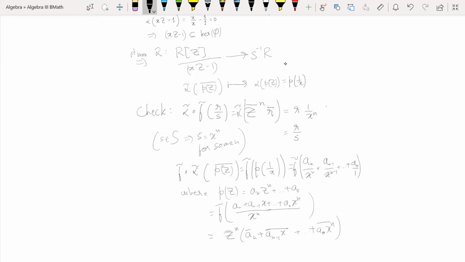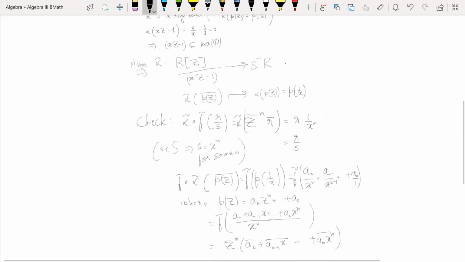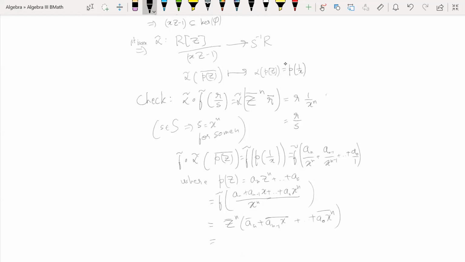One has to eventually use the fact that the ideal is xz minus 1. So you just multiply this through, and what you get is a n z bar power n plus a n minus 1 x bar z bar power n minus z bar power n, but remember x bar times z bar is 1. So in this ring you get z bar power n minus 1 up to a1 z bar plus a0 bar, which is the same as p(z) bar. So again, alpha tilde composed with f tilde is identity.